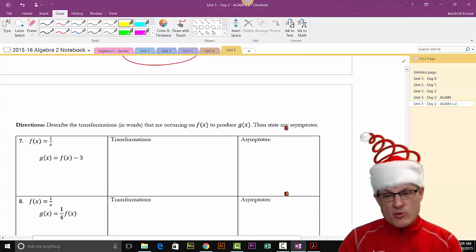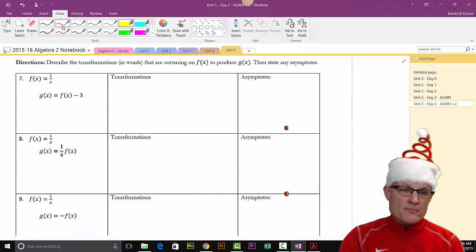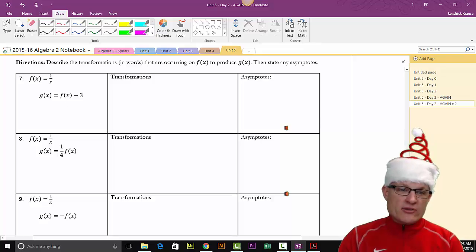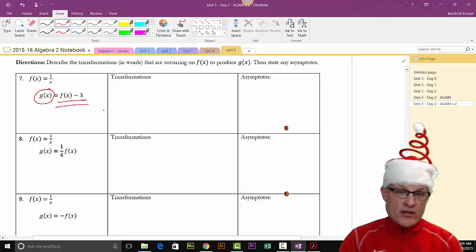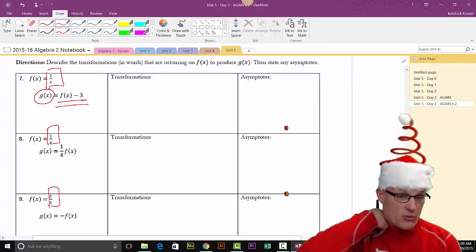All right, only a few more left. So what I want to do now is define this function g of x. G of x is going to be a transformation on the original parent function 1 over x. So every time this will just be 1 over x, and then we're going to do some kind of transformation on it, and you've got to figure out what we're doing.